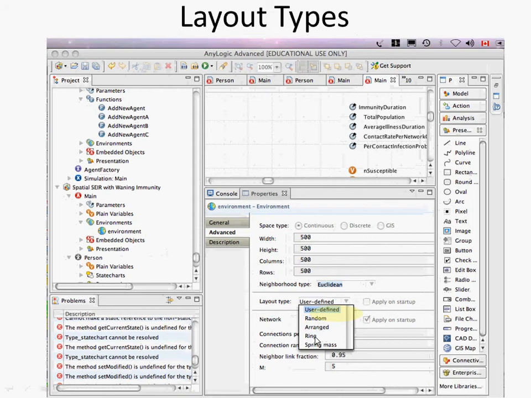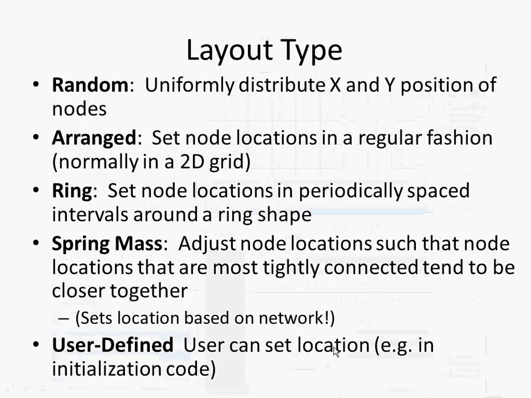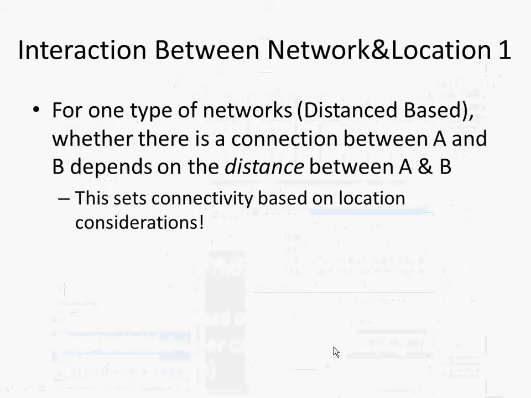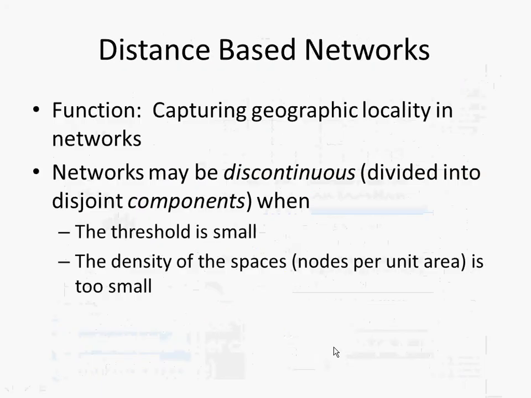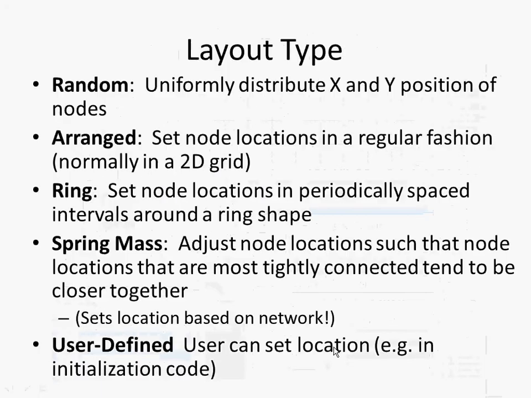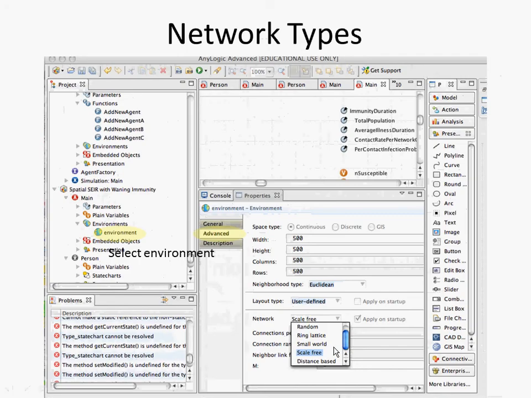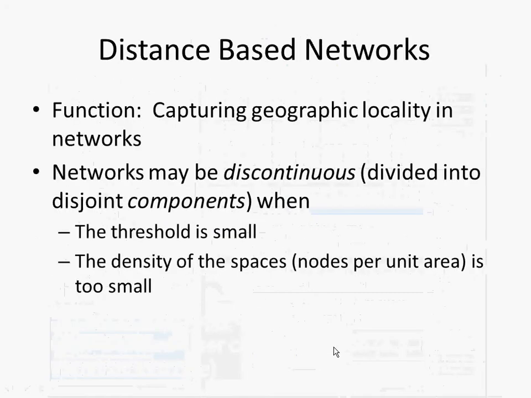You can further define what layouts to use for the agents in space, if we have fixed agent locations. Should they be randomly placed, as we've dealt with thus far? Should they be arranged in some sort of grid? Should they be placed in a ring? Or should they be laid out in such a way that a network tries to place people who are connected close to each other? Okay, so we have these layouts, and then we have networks associated. We have certain types of networks as well. These two interact to a certain degree.